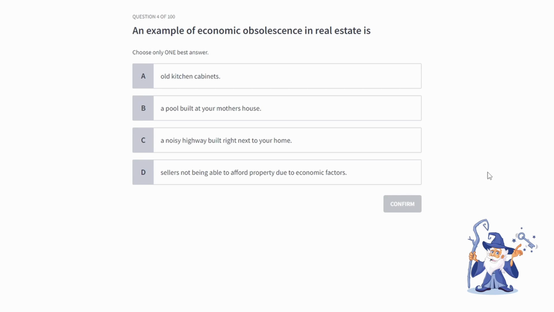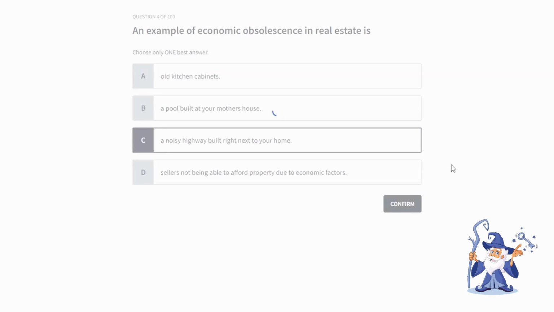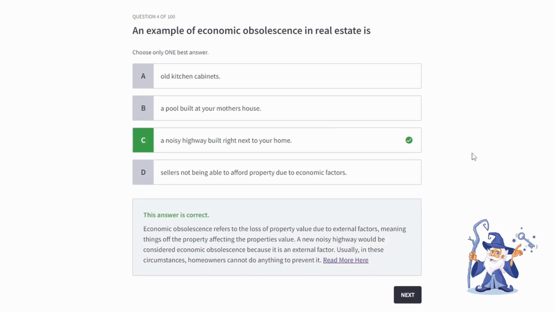Okay, so what is the correct answer for this one? Well, it's going to be C, a noisy highway built right next to your home. So economic obsolescence refers to the loss of property value due to external factors, meaning things off the property affecting the property's value. A noisy highway would be considered economic obsolescence because it is an external factor. Usually in these circumstances, homeowners cannot do anything to prevent it.